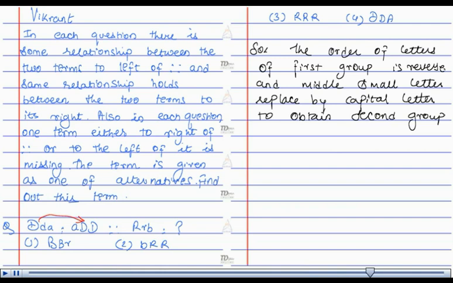So we can say the same relationship goes with R, R, B. It will be B that will come in the first position, and then it will be R that will change its case. So the answer will be second.